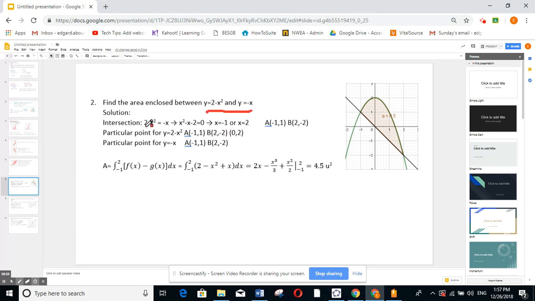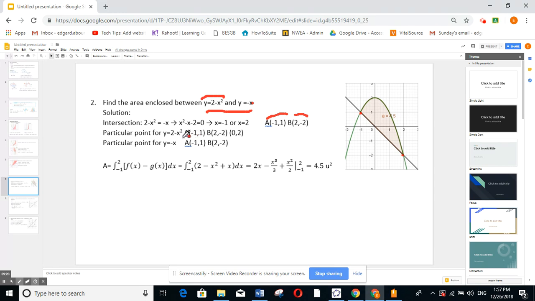So first of all, I find the intersection between the two. If you equate them, you're going to get -1 or 2. If you replace x by -1, you're going to get the first point. If you replace it by 2, you're going to get that point. So, particular points: first of all, this is a parabola. You have (-1, 1), this is the first point. You have (2, -2), the intersection.